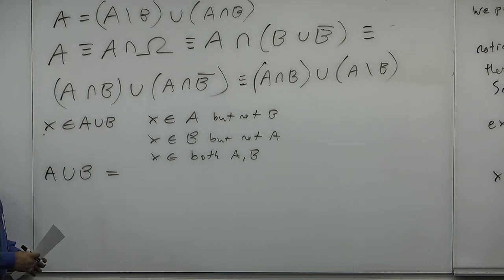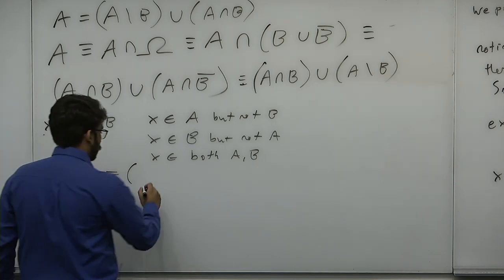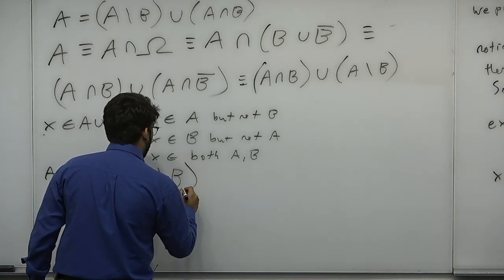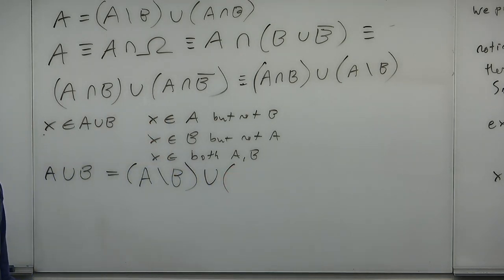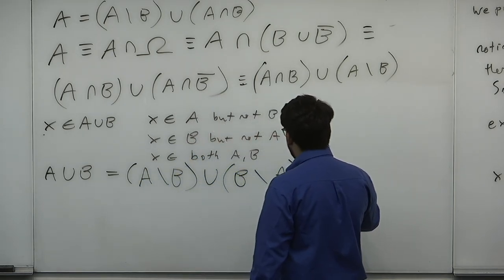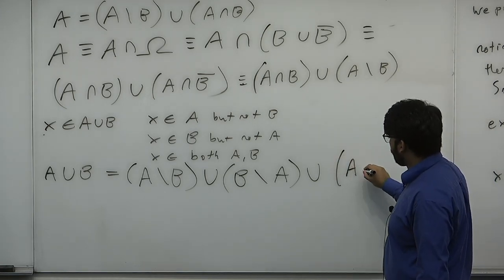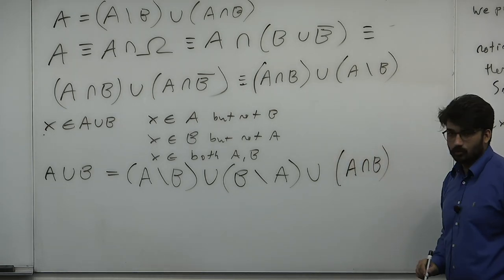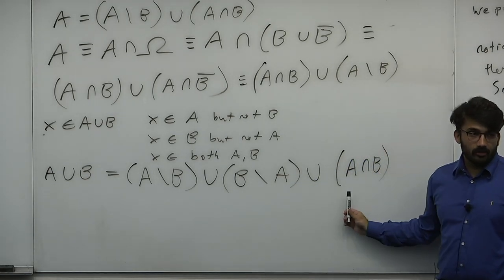What is A but not B? How would we write that? A intersect B complement, which is just A minus B. How would we write B but not A? B minus A. And then how would we write both A and B? A intersect B. We agree? It's either in A and not B, in B and not A, or it's in both.